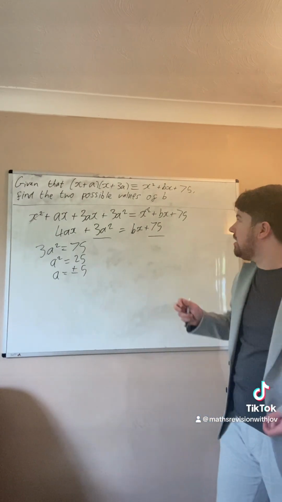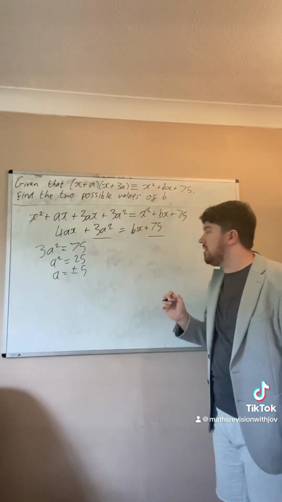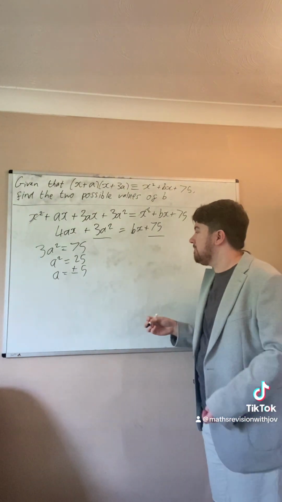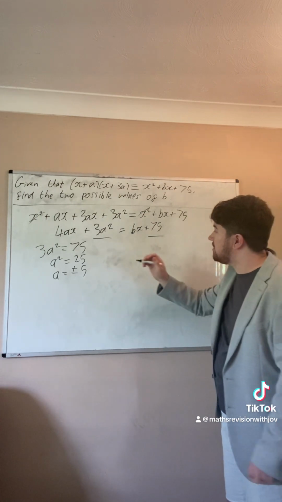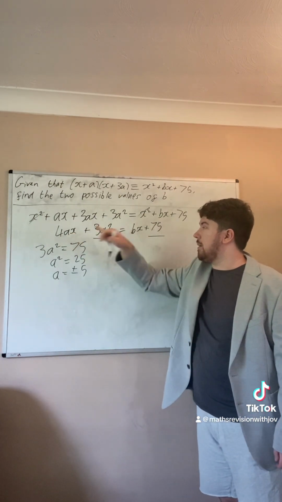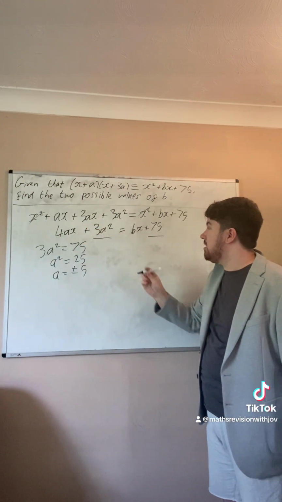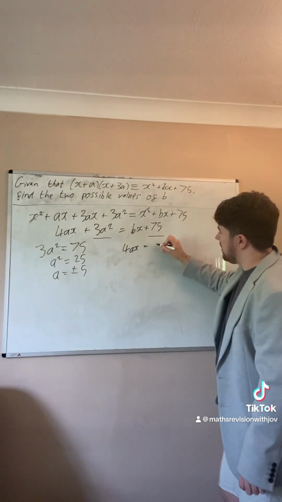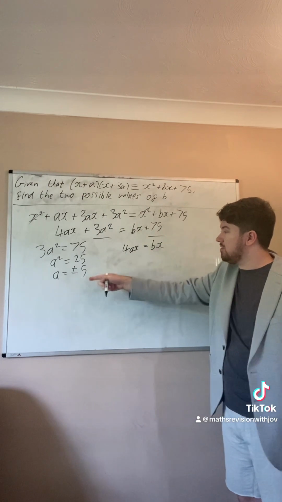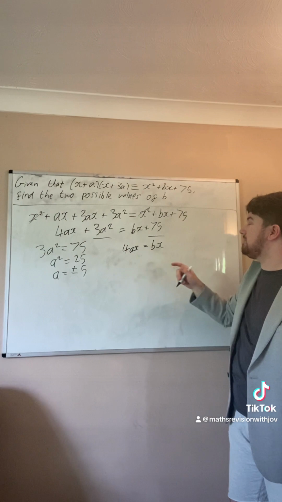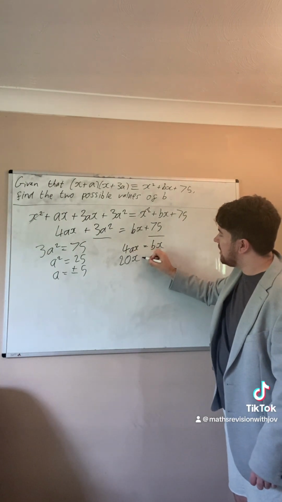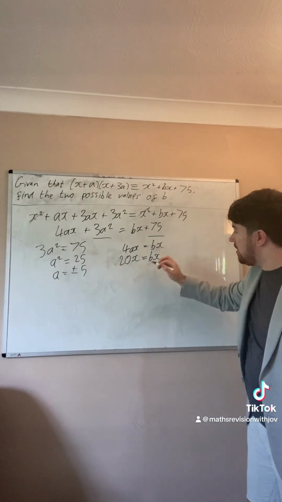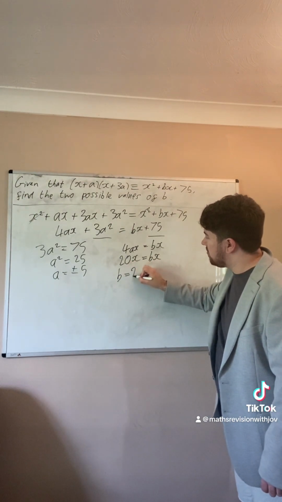Now if we look back to the question, it wants us to find the two possible values of b. We found two possible values of a, which means each one is going to correspond to a value of b. The first thing we can look at is when a is equal to plus 5. The x terms, the linear terms, 4ax must be equal to bx. So 4ax equals bx, and a is 5, so 4 times 5 times x, 4 times 5 is 20x, equals bx. Now we can simply say, assuming that x is not equal to 0, that b equals 20.